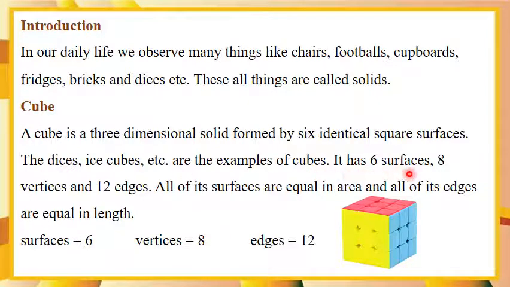It has six surfaces, 8 vertices, and 12 edges. All of its surfaces are equal in area and all of its edges are equal in length. So it has six surfaces. You are observing only three surfaces over here because it is three-dimensional, so we cannot see the other three surfaces. Vertices: it has 8 vertices. Vertices mean these pointed corners. And edges: this side is called one edge, so it has 12 edges.